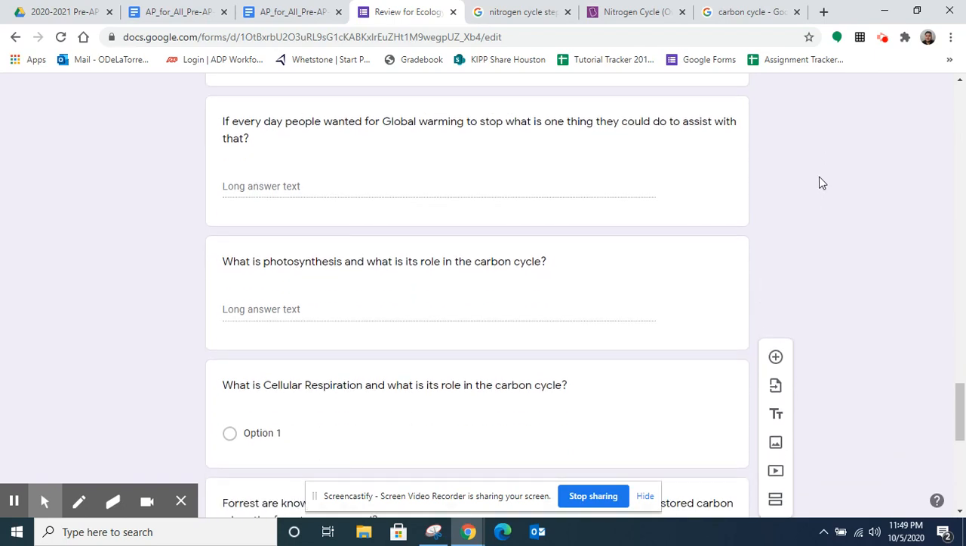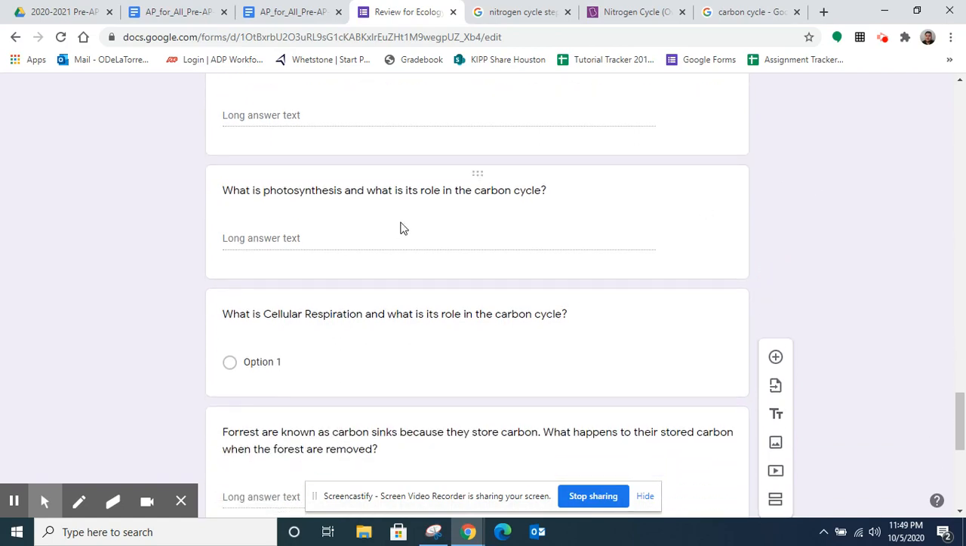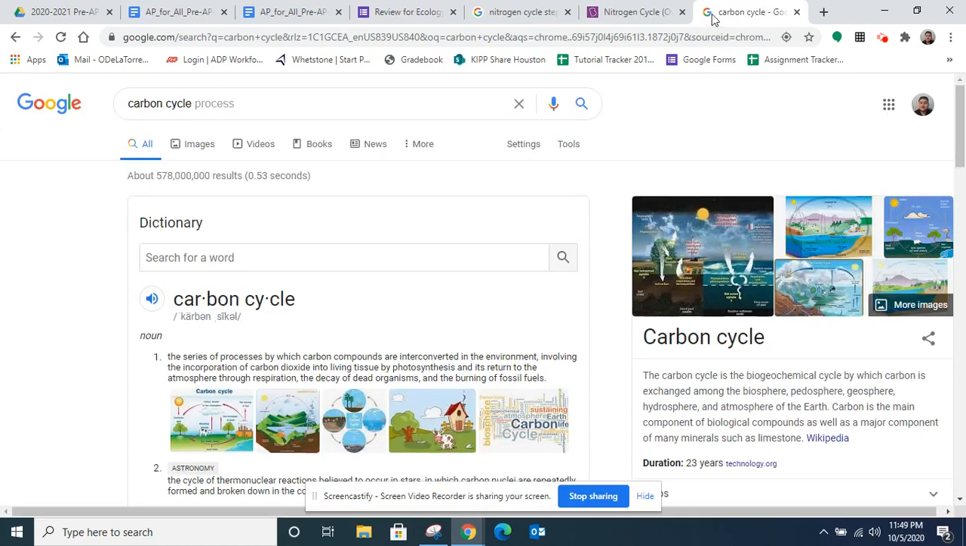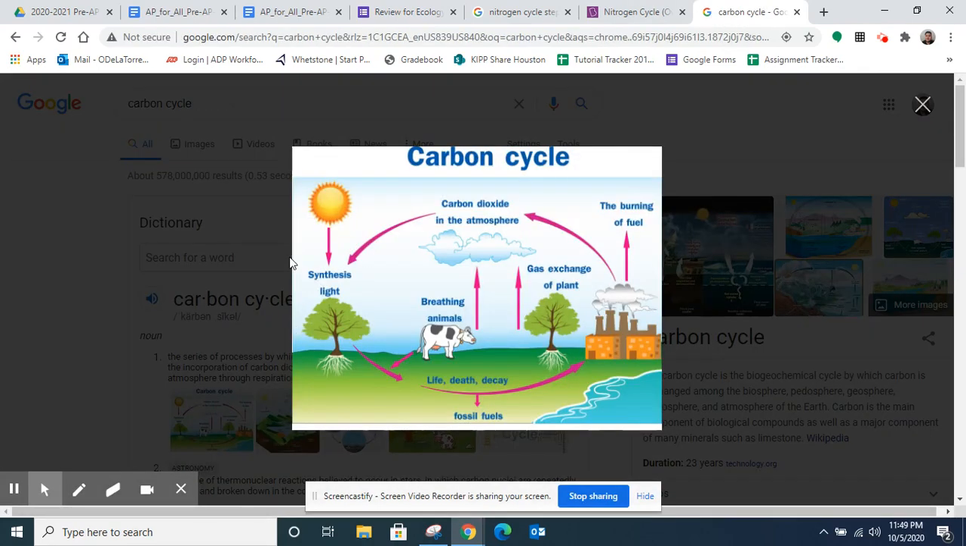Now, last 3 questions. What is photosynthesis and what is its role in the carbon cycle? So if we go over here, here's the carbon cycle, and here's a picture of it. So photosynthesis is going to be this process right here. And all that is taking carbon out of the air using sunlight.